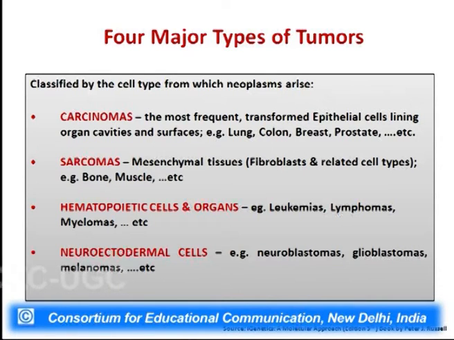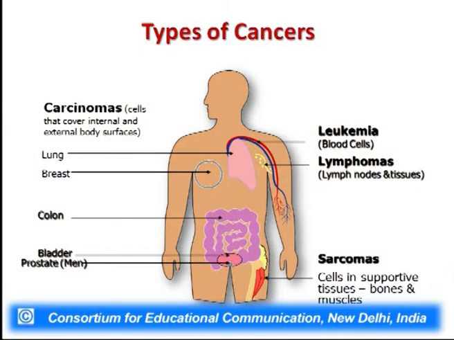The third type of cancer is the hematopoietic cell and organ cancer, which includes leukemia, lymphomas, myelomas. So, they include the leukemias, the blood cancers and blood related cancers. The fourth type of cancer is the neuroectodermal cancer, which includes neuroblastomas, glioblastomas, melanomas. So, all these are the four major types of tumors.